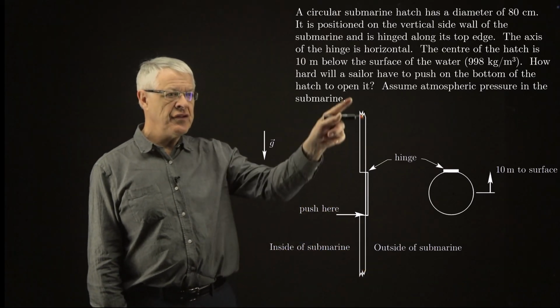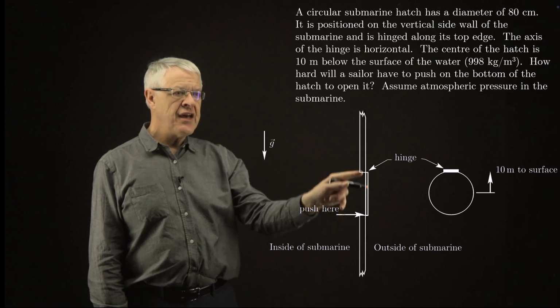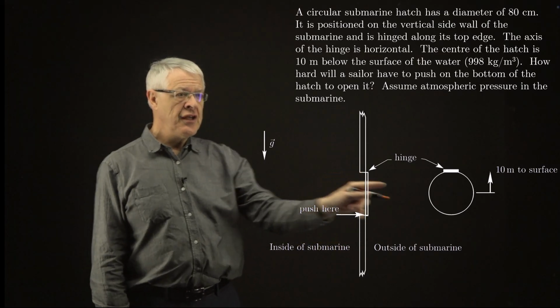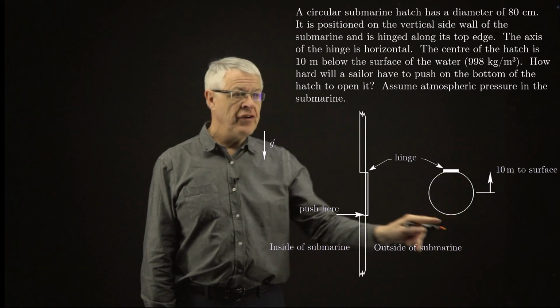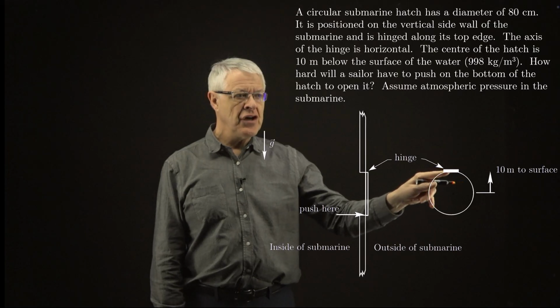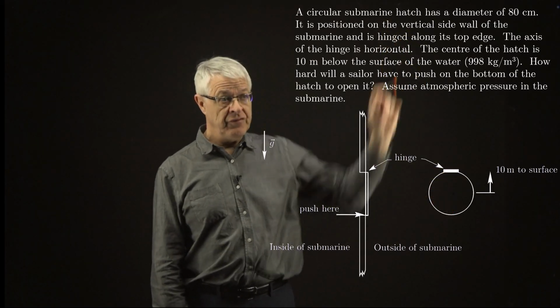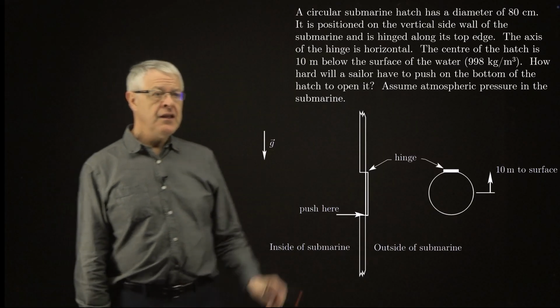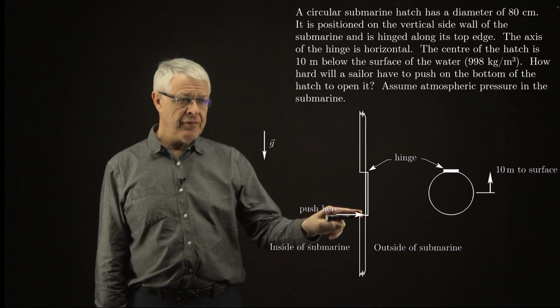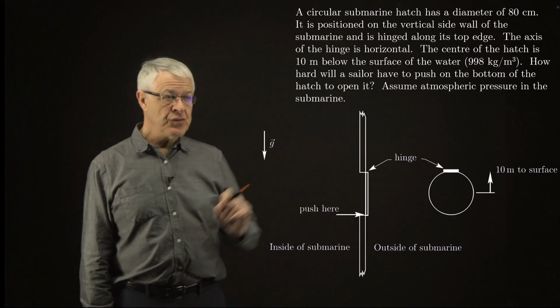Here's a section of the submarine wall. Here's the hatch here. This is a circle, and it's shown in an orthogonal view over here. So the hinge is along the top, and it's 10 meters from the center of this hatch up to the surface of the water. And the sailor is pushing at the bottom of this hatch trying to open it. So that's what we're asked to find here.